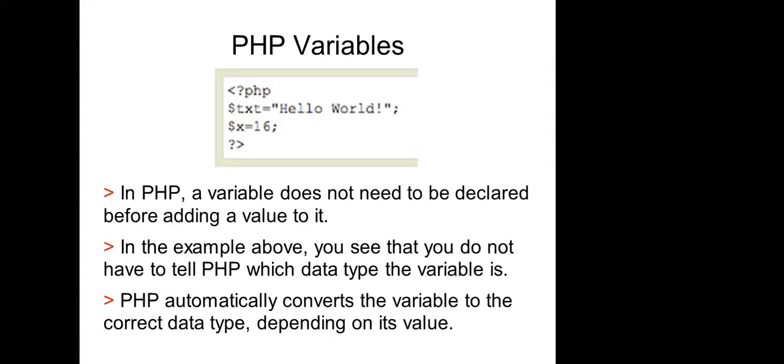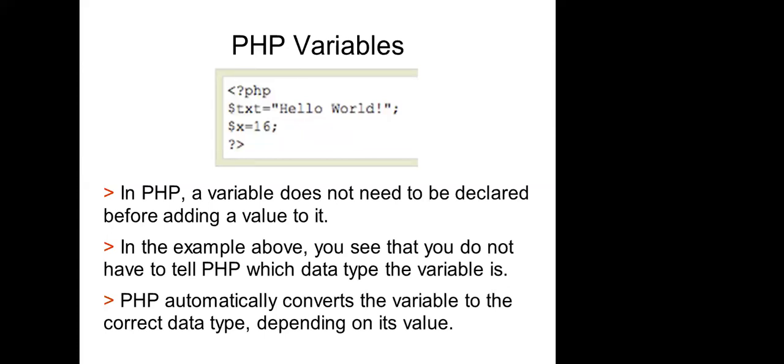Fine. So here is a small PHP program. Here we declared one variable, $txt. In hello world, we are assigning a value to this variable. Multiple variables can be declared. Variable names can start with any letter. The second variable is x, and we are assigning the value 16 here. Fine. So a variable does not need to be declared before adding a value to it.